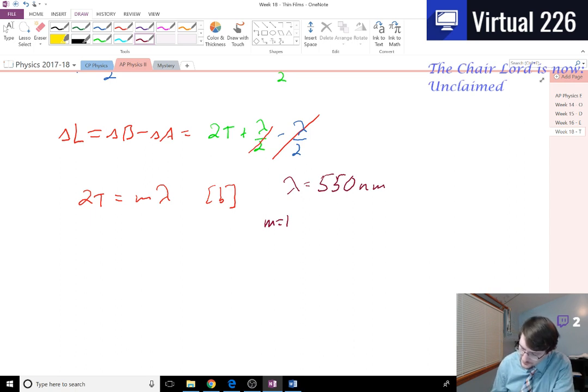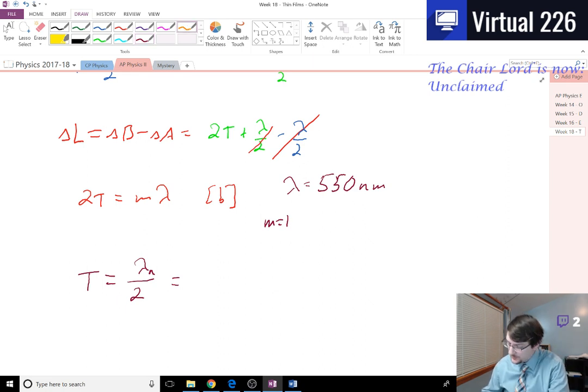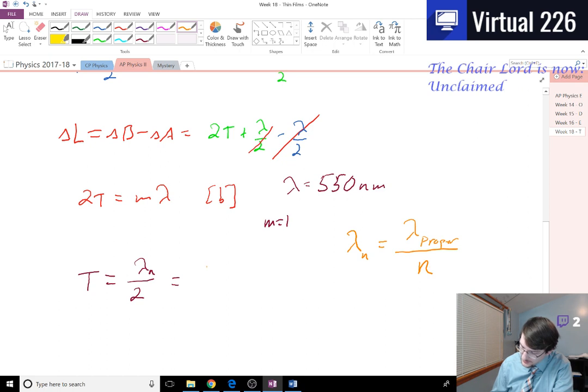So what we're going to have is simply that the thickness is equal to lambda over 2. We need to be careful here because this is actually the lambda in the medium, which means if we think back to what we did when we were talking about Snell's law a while back, we know that the wavelength in the medium is equal to the proper vacuum wavelength divided by the index of refraction. So what we're actually going to have here is lambda proper divided by 2n of the medium we're in, the oil.